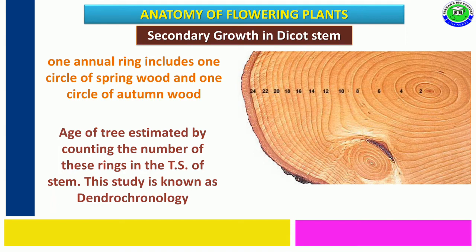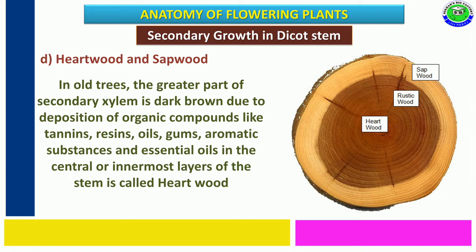In this way, by counting the number of annual rings in its structure, the age of the tree is estimated by a branch called dendrochronology. The fourth step is heartwood and sapwood.